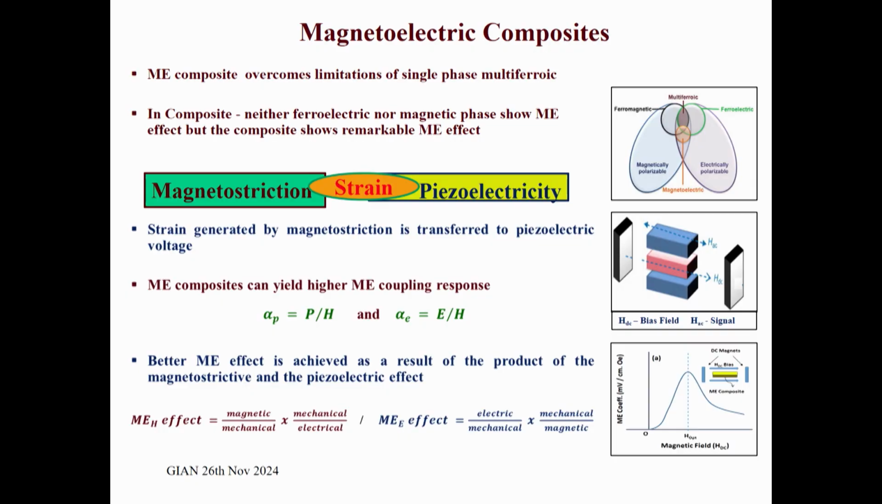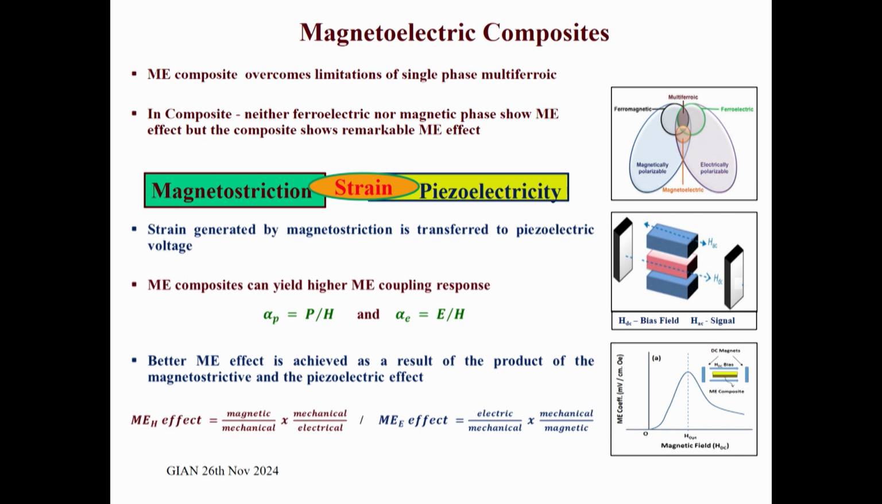Magnetostriction is, again, as I told you, that if you apply an external magnetic field, there is an alignment of magnetic domains. Alignment of magnetic domains is not just physical alignment, there is also a change in the physical dimensions of the material. So, if you consider a ferromagnetic substance and apply a magnetic field, this is what magnetostriction is. Now, try to visualize this magnetoelectric effect in the case of composites.